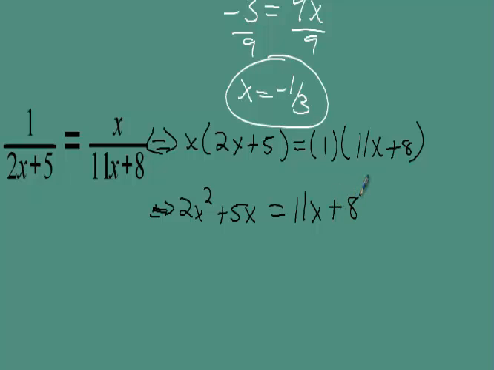All right, so what's different about this problem? I have a squared, so I have to put everything on the same side, make it equal 0, and then factor. So I'm going to get 2x squared, subtract the 11x, negative 6x, subtract the 8 equals 0, and now I can factor.